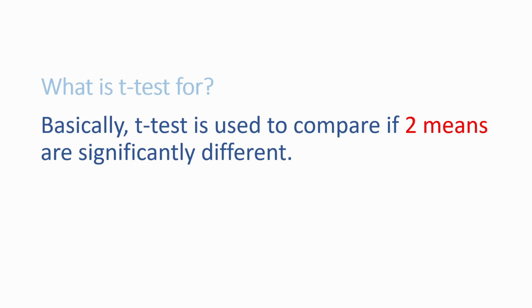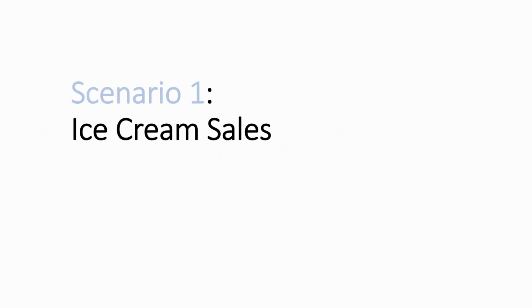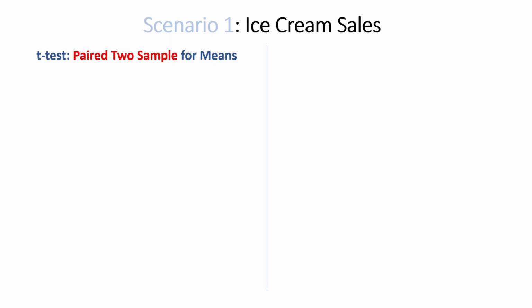What is t-test for? Basically, t-test is used to compare if two means are significantly different. Let's look at the first scenario. I call it the ice cream sales scenario. Let's look at the t-test paired two sample for means.